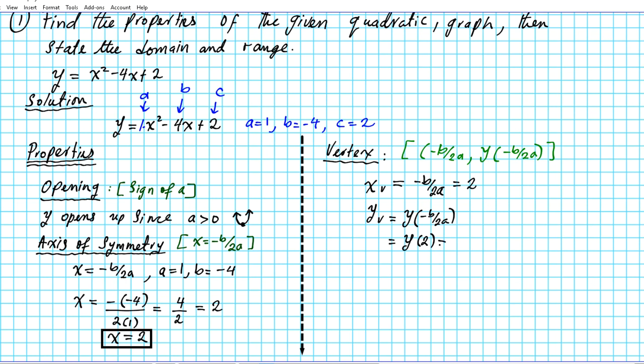Now, what does this mean? We remember what y is, right? Y is the original function. Y equals x squared minus 4x plus 2. So y of 2 just basically means we're plugging in 2 for all the x's. So we're going to have 2 squared minus 4 times 2 plus 2. Let's simplify that. 2 squared is 4 minus 8 plus 2.